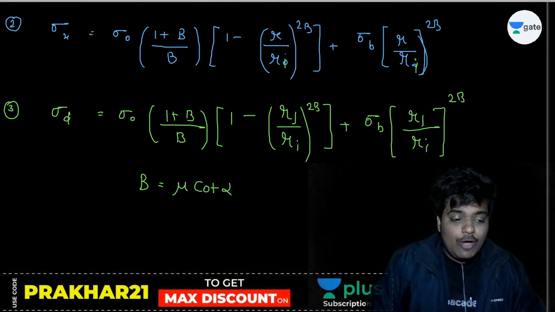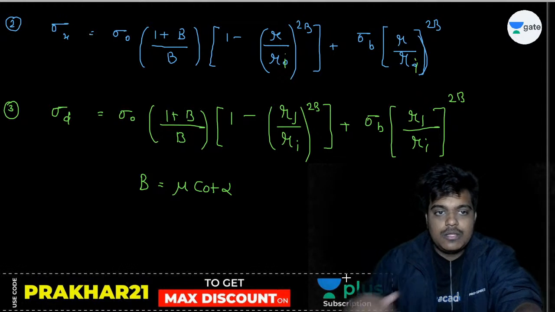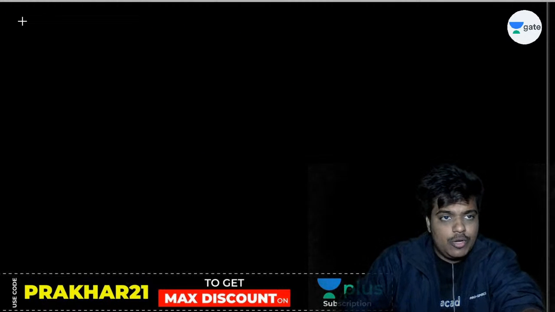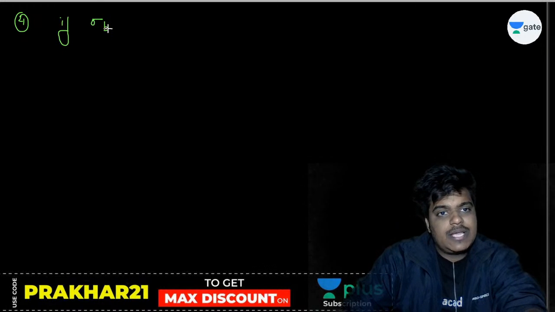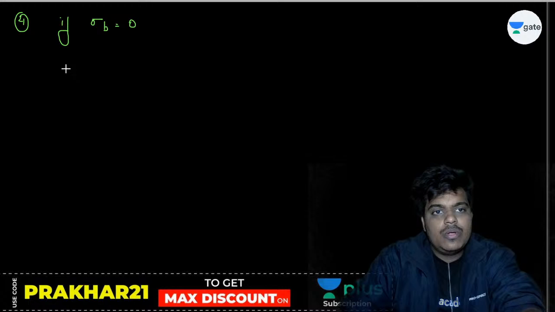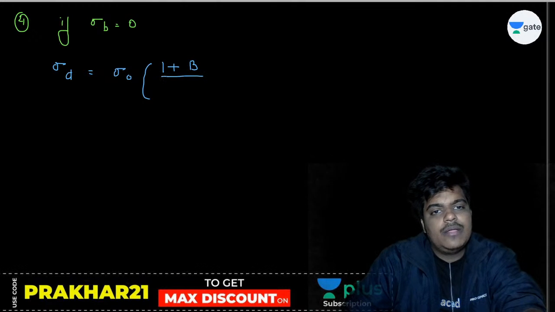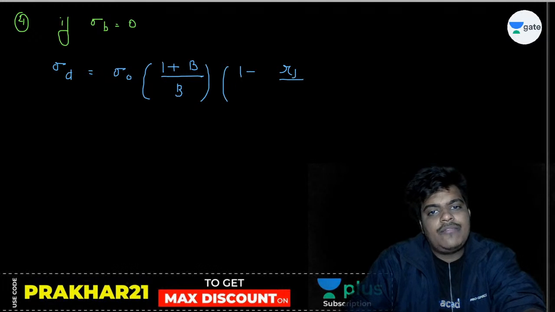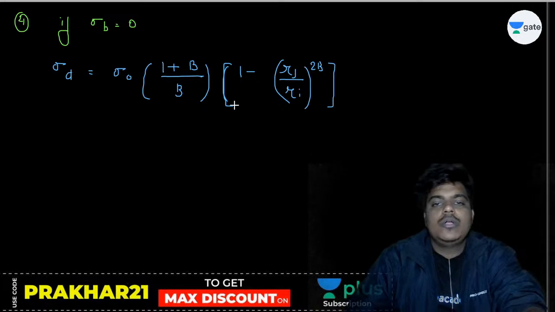अब कई बार क्या होता है that back pull is not there. So what is the drawing stress without back pull? Sigma B is equal to 0, don't you think the value of sigma D will be equal to sigma naught into (1 plus B divided by B) into (1 minus (R final by R initial) to the power 2B)? Don't you think so?